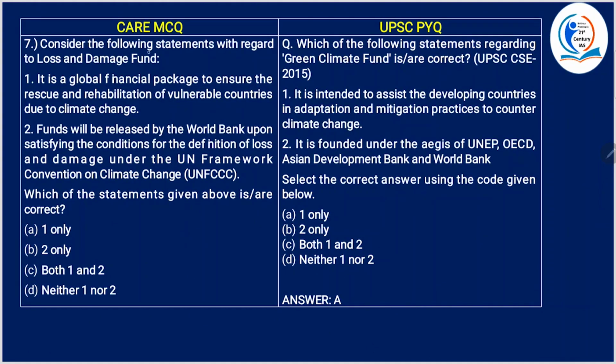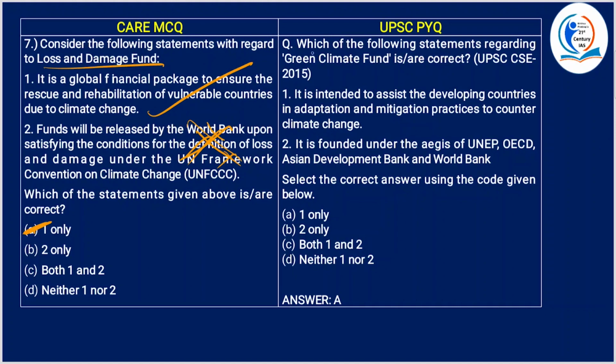Now we'll get into the MCQ. Consider the following statements with regard to Loss and Damage Fund. It is a global financial package to ensure the rescue and rehabilitation of vulnerable countries due to climate change. Yes, that is a purpose. Now, funds will be released by World Bank upon satisfying the conditions of definition of loss and damage under UN Framework Convention on Climate Change. See, first of all, there is no definition for loss and damage within UNFCCC's framework. And second thing, the countries are pledging to contribute. No, World Bank will not release. The countries themselves are pledging to contribute to this particular fund. So this is wrong. So only one statement is correct.